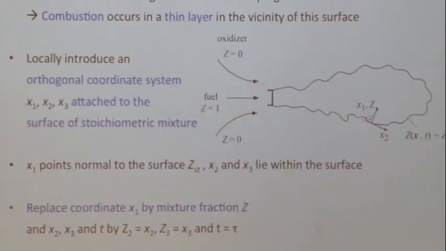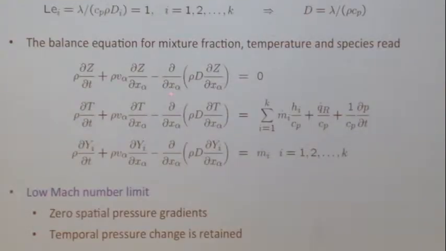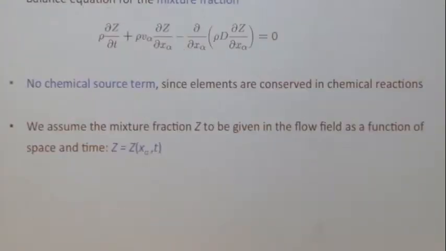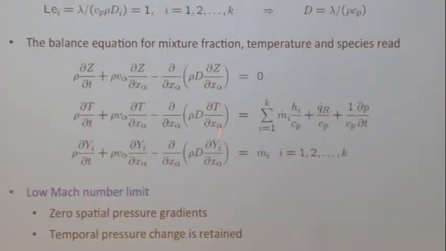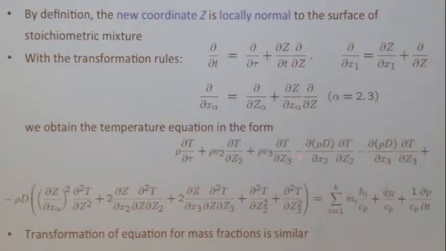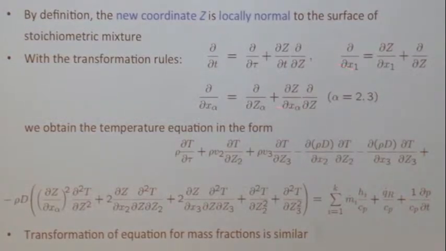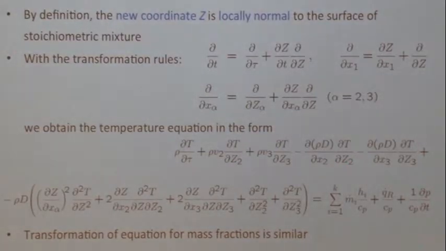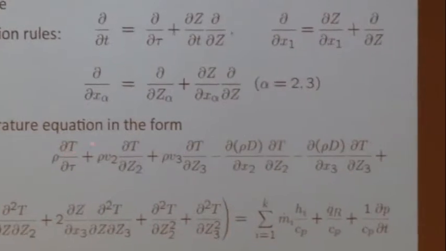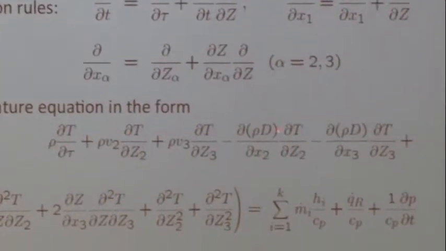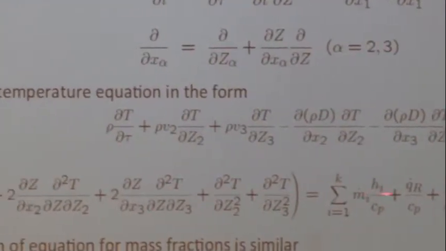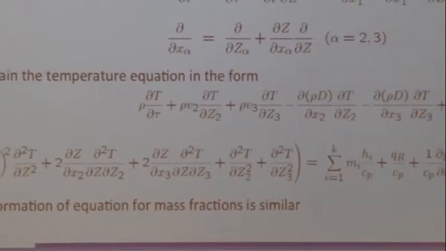Now I just realized I used alpha here as an index that goes from 1 to 3, and then I used alpha here as an index that goes from 2 to 3. So this should be beta, let's say. Okay, it's not the same. Anyways, now you can introduce all this in the equations, and then for the temperature equation you get this. You see here you get this time-dependent term, and then you get Z2, Z3, and all these things. So you get a lot of individual terms.